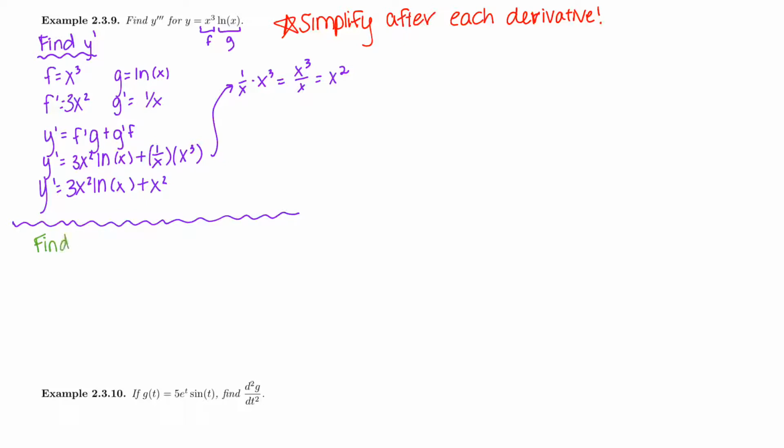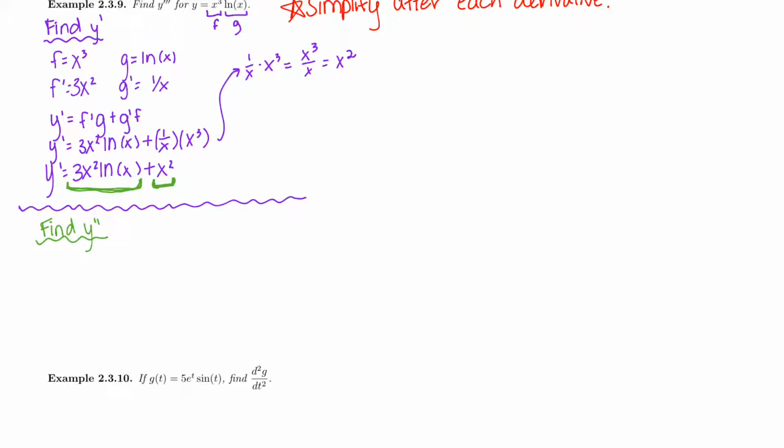So next we're going to work on finding y double prime. This first part is going to require product rule. This second part, we can just take its derivative because it's just being added. So we're going to deal with this separately. Finding the derivative first of this guy, we'll call this f and this g. So f is 3x squared, which means f prime is 6x. g is ln x, so g prime is 1 over x.